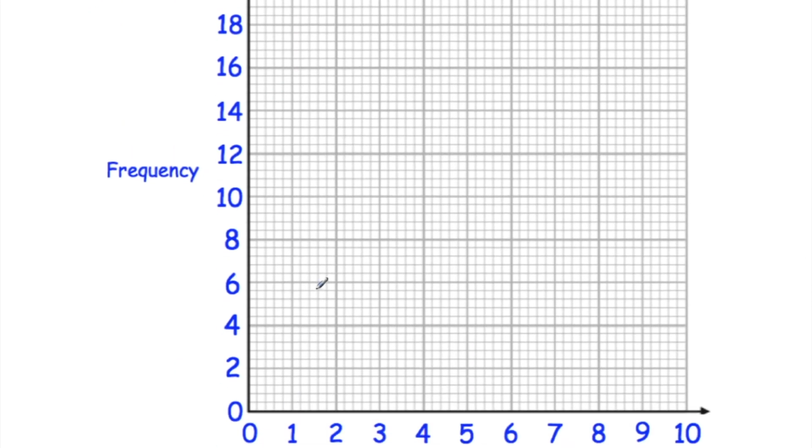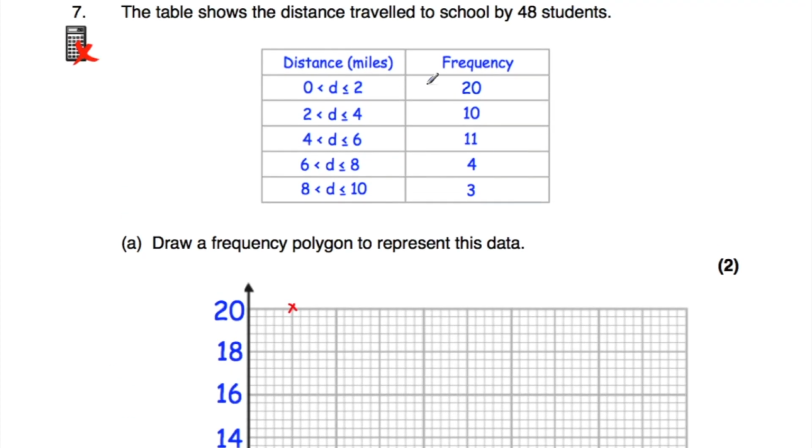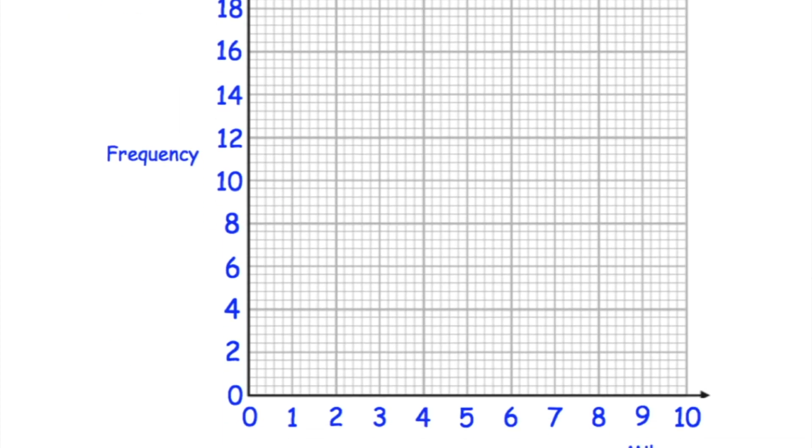So 1 across would be here and up to 20. So that's going to be the point there. Next is between 2 and 4. So it's going to be 3 across and 10 up. So 3 across and 10 up will be there.